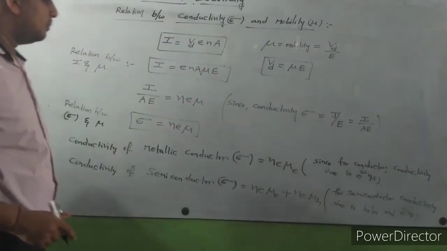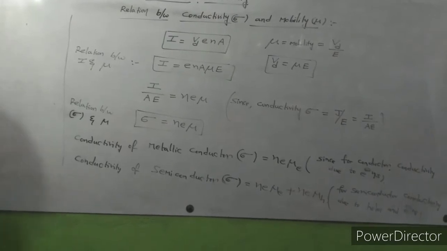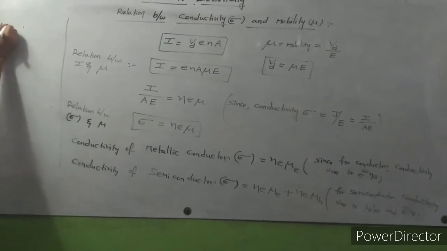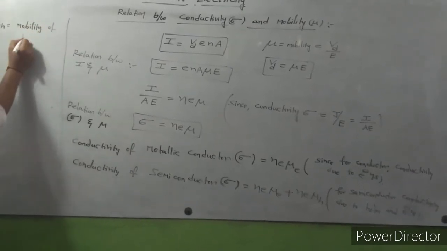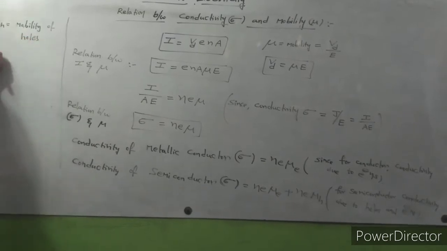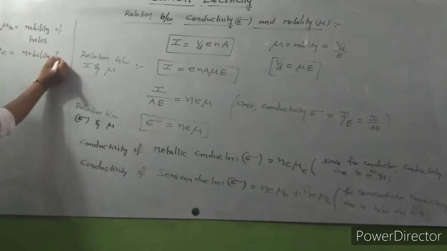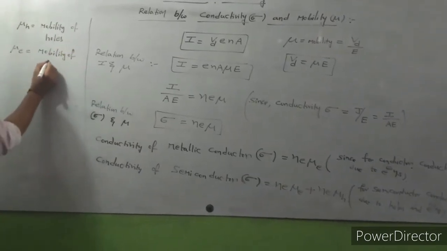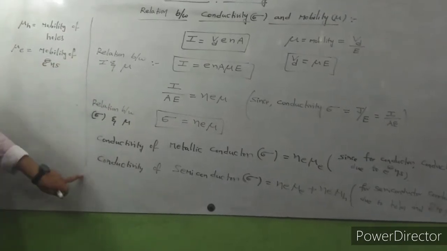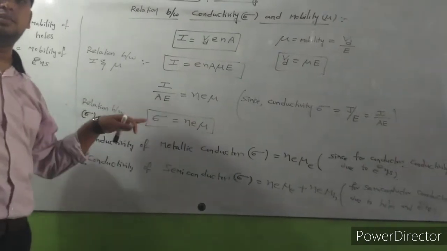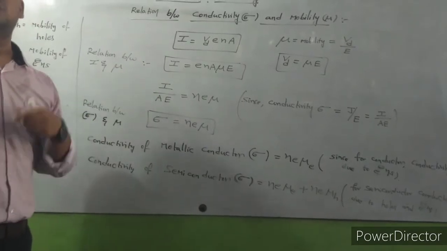Mu h means mobility of holes, so that is very very important. Mu e means mobility of electrons. These are very very important formulas. So please note down these formulas and revise these formulas. These formulas are very helpful to solve the numericals.